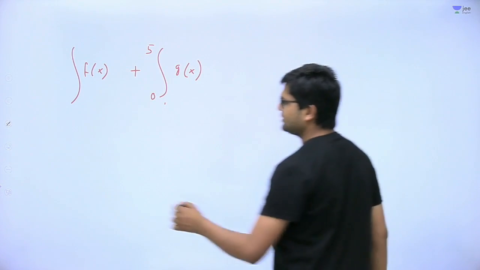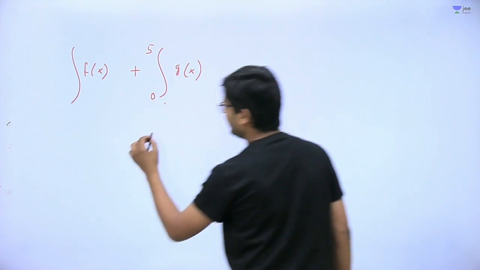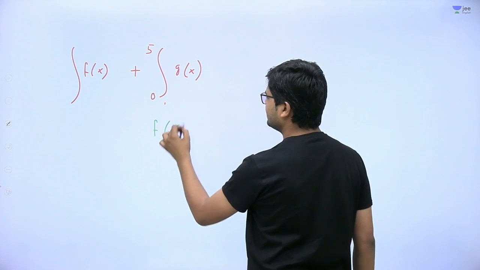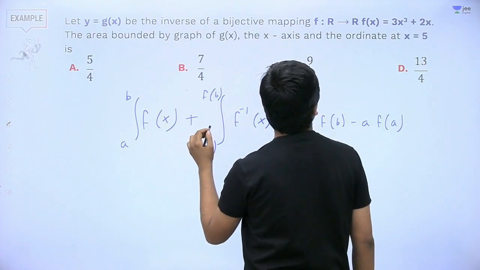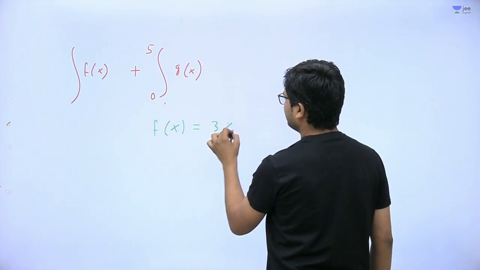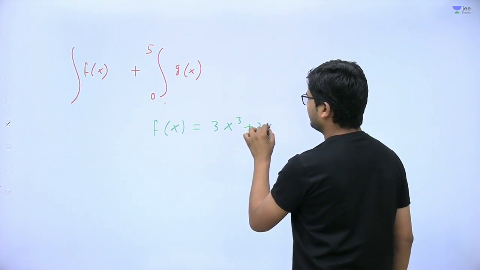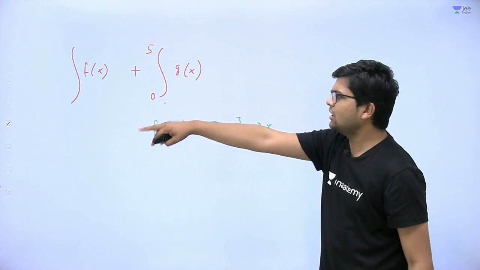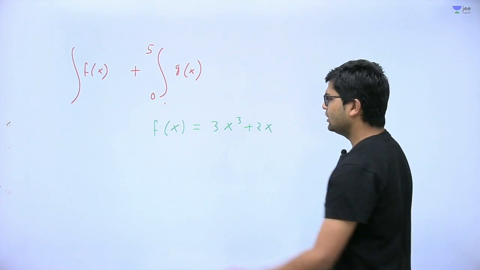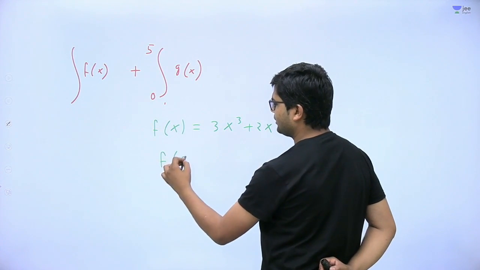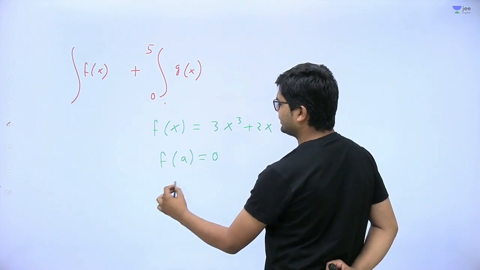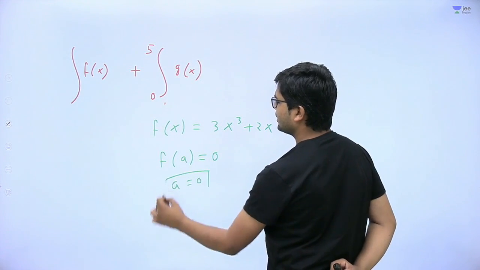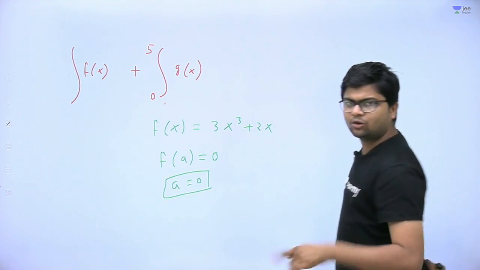Now f(x) is given to me as 3x cube plus 2x. So for the lower limit I need to solve f(a) equal to 0. If you solve f(a) equal to 0, you will get a equal to 0. Very simple, because the value of a is 0 when f(x) is 0.